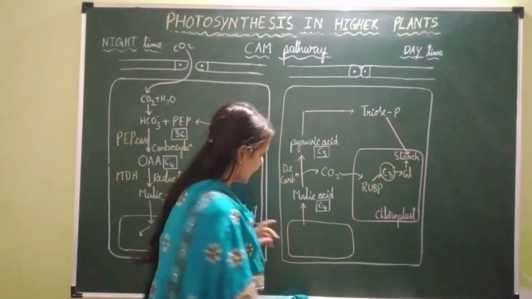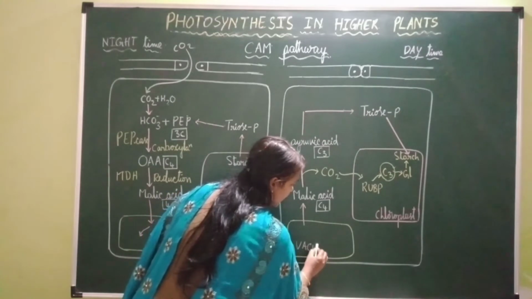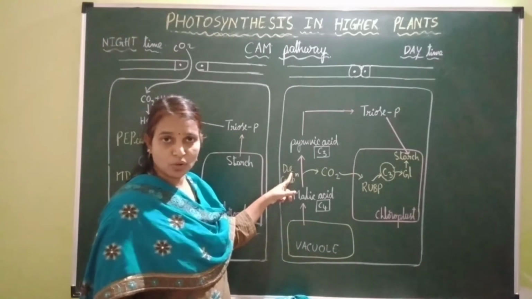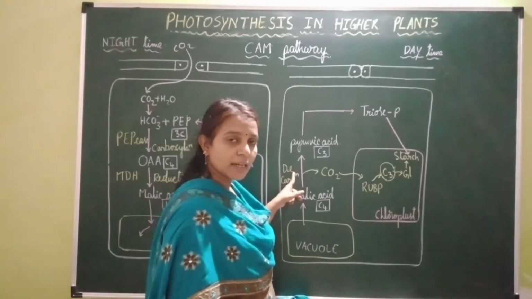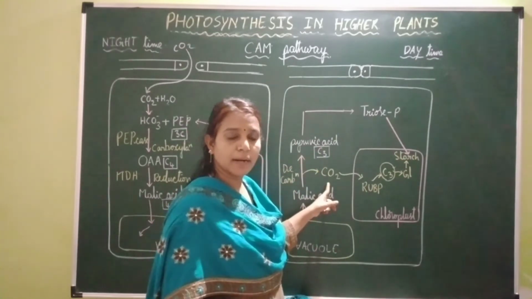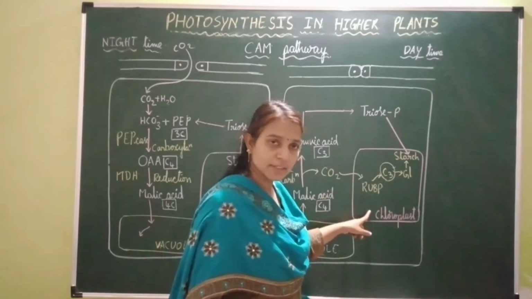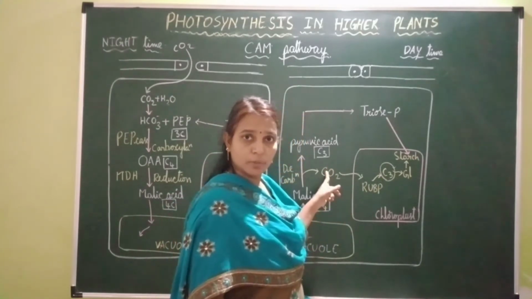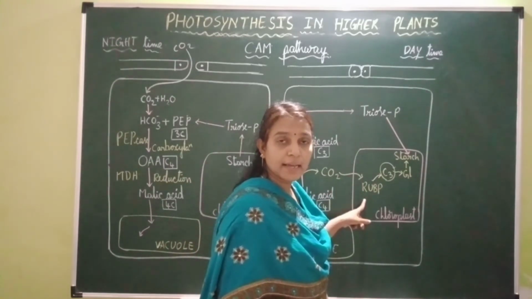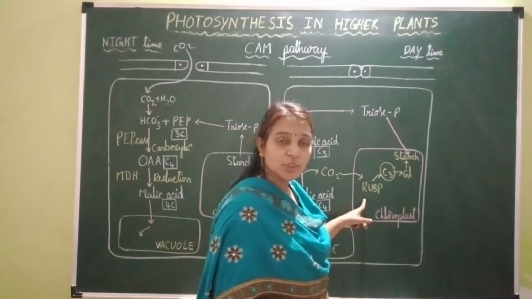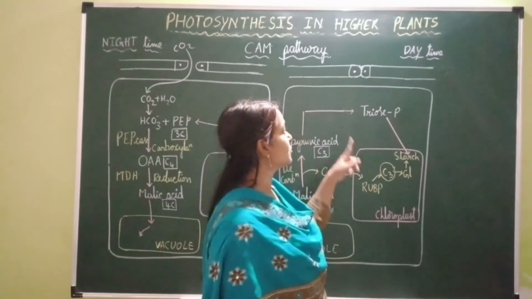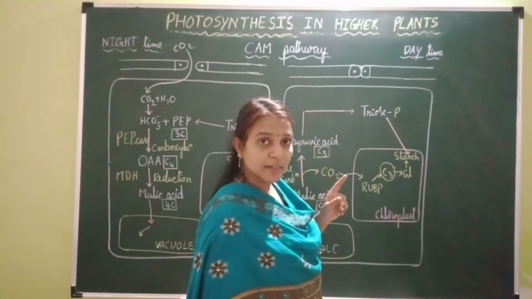Now let's see the scenario with respect to daytime. During daytime, this malic acid, which is stored inside the vacuole, comes out of the vacuole and undergoes oxidative decarboxylation, resulting in the formation of pyruvic acid. Due to decarboxylation, carbon dioxide is released. This carbon dioxide enters into the chloroplast of the mesophyll cell, and after entry it is fixed into RuBP, which is catalyzed by the enzyme Rubisco. This fixation of carbon dioxide into RuBP is the second carboxylation, which occurs during daytime and is catalyzed by the enzyme Rubisco.